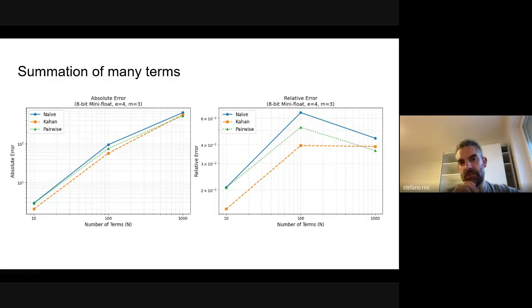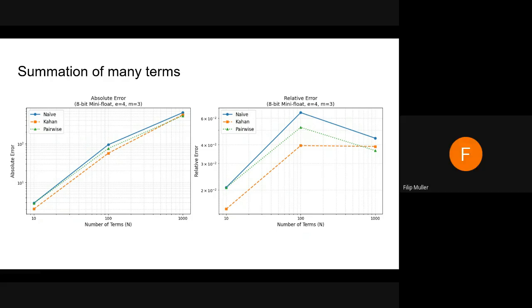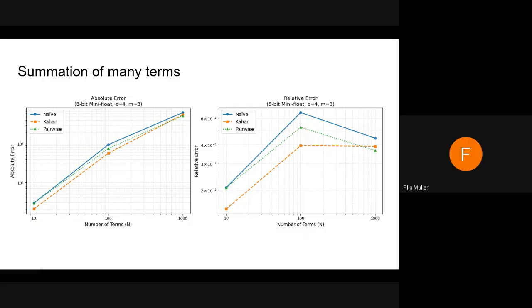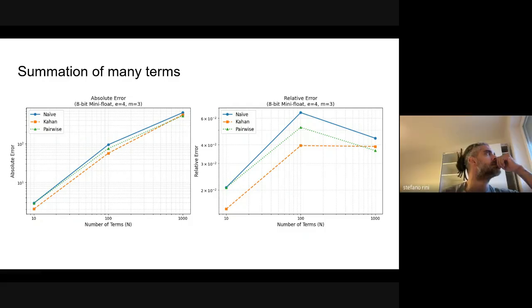Let me parse this. What you're saying is that the relative error decreases as the number of terms increases. Yes, actually, that seems to be the case. It might be because the relative error is relative to the number, right? Both the numerator and the denominator are growing, right? Yeah, you're saying exactly that the numerator grows faster. Yeah, I mean, I guess if you choose your numbers, yeah, I guess.